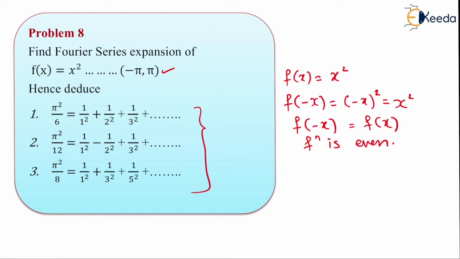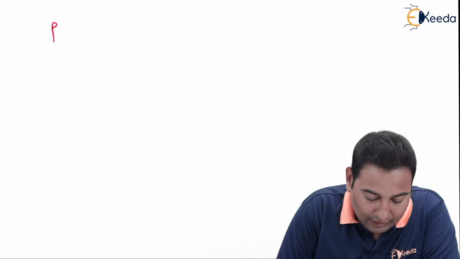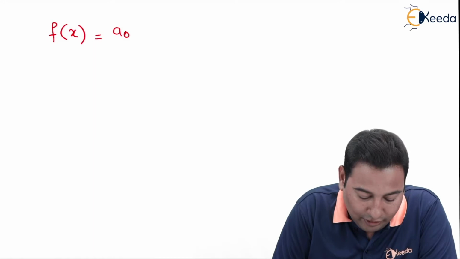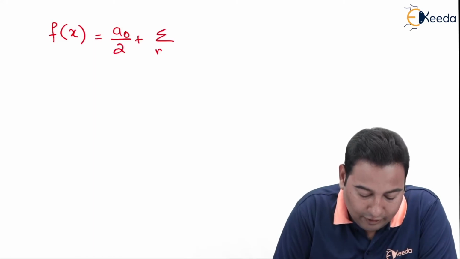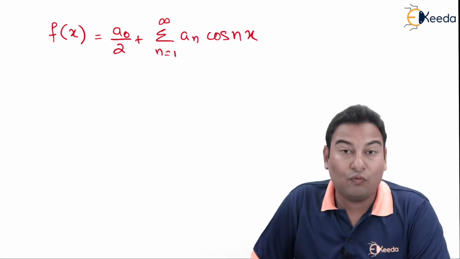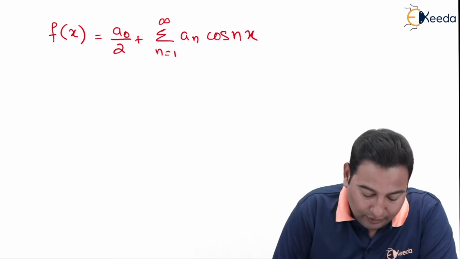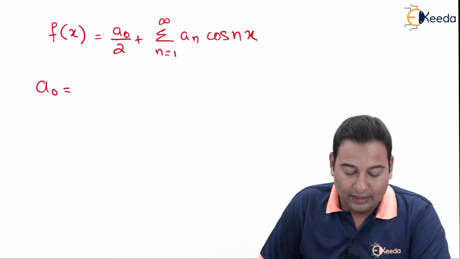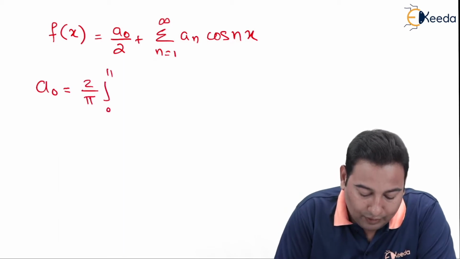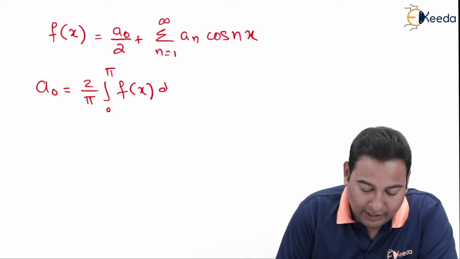Since the function is even, we need to find a0 and an only. How to remember what is even, sine or cos? Cos is even. Since cos is even, an and a0 will be there in the formula: a0 by 2 plus summation of n equal to 1 to infinity an cos nx. There are two Fourier coefficients that we need to find. The first is a0 and the formula is 2 upon pi integral 0 to pi f of x dx.